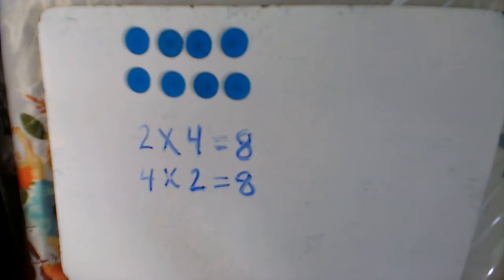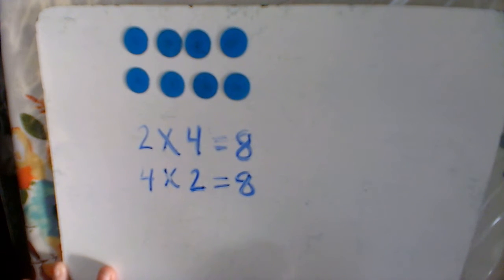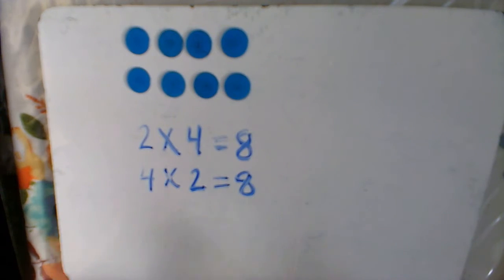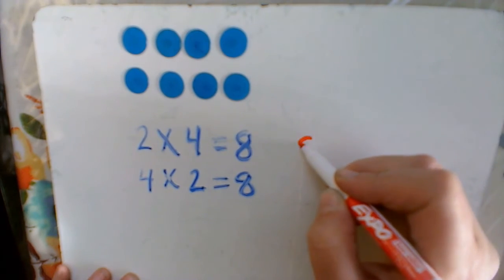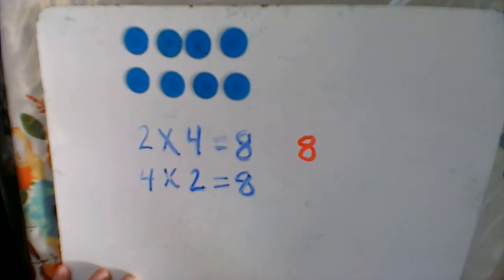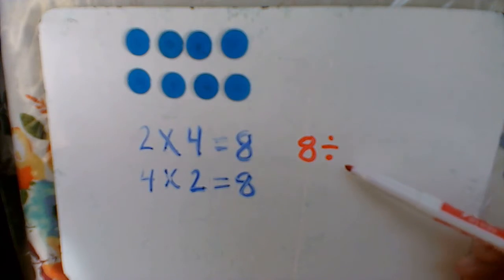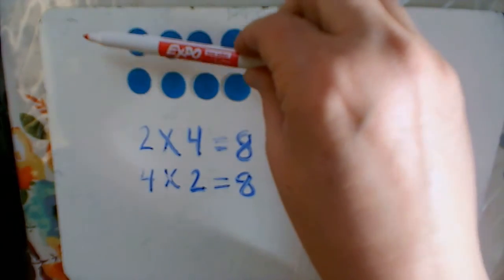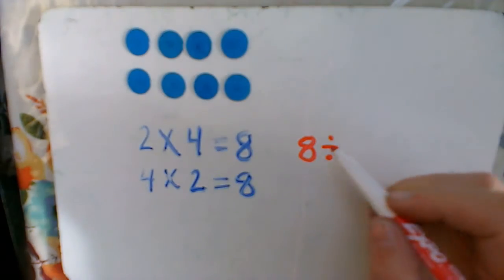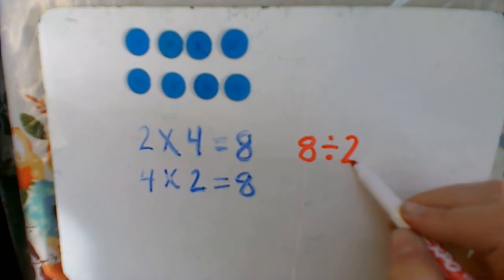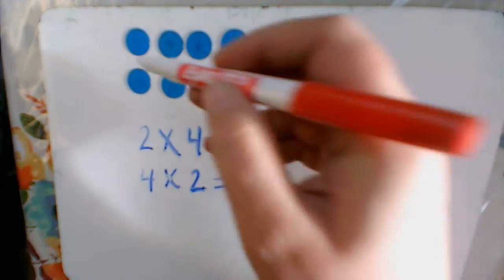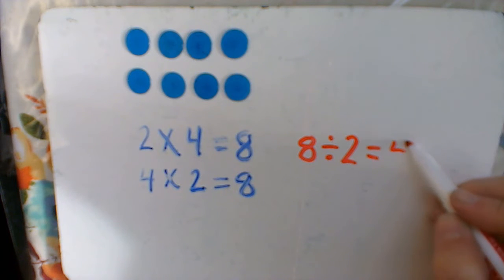Remember in division, we always start with what? I hope you said the total number. We always start with the biggest number. So our total is 8, and we're going to divide them up. We're going to divide it into 2 rows. So if I divide 8 into 2 rows, it equals 4 in each row.